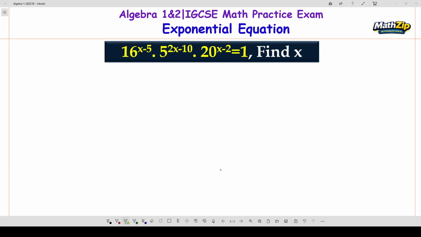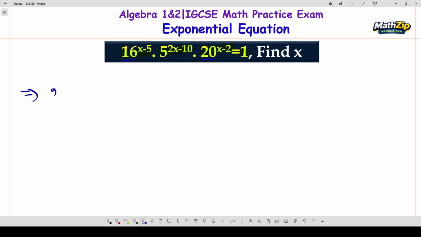Solving exponential equation. Today's question: 16 to the power x minus 5 times 5 to the power 2x minus 10 times 20 to the power x minus 2 equals 1. We have to find the value of x. First, look, this one is a 16 and this one is a 20, so we can segregate this one.